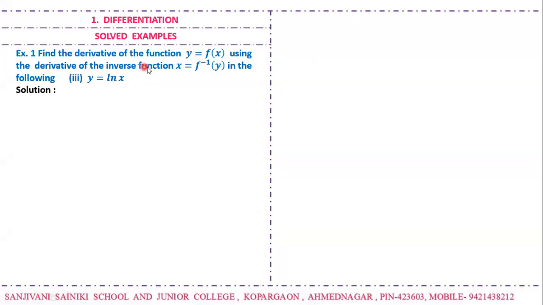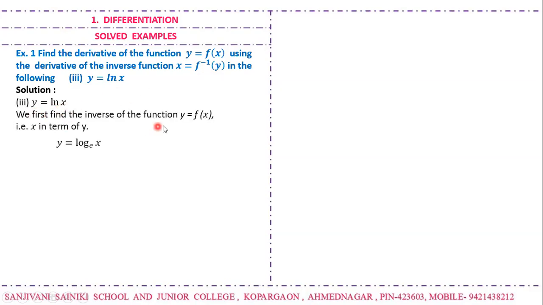Third example: find the derivative of y is equal to f of x using the derivative of the inverse function x is equal to f inverse of y. So first, you must find the inverse function of the given function. Y is equal to ln of x, so that is y is equal to log of x to the base e. So what is x? X is equal to f inverse of y is equal to e raised to y.